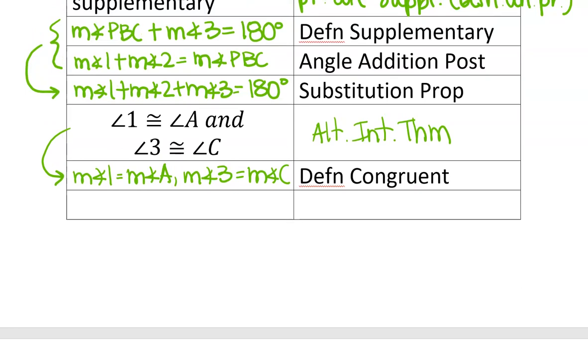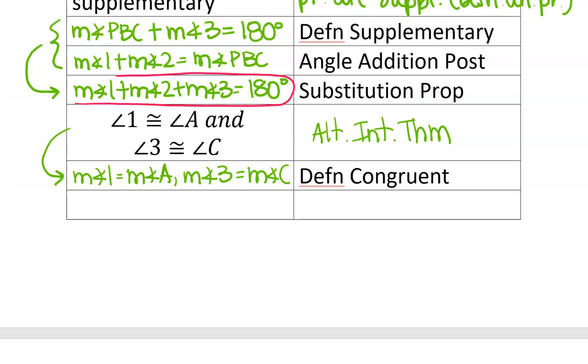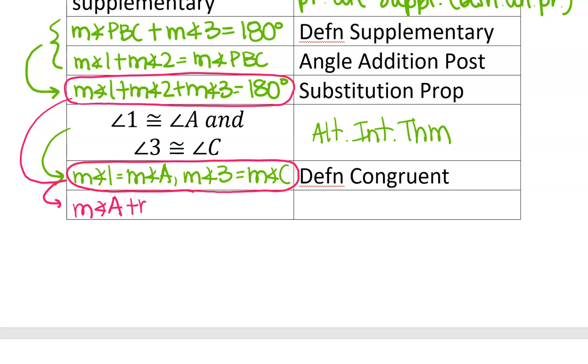So measure of angle 1, okay, I'm going to change colors once again here so you can see where I'm looking. So I am using this statement right here and these two statements right here to get to this last one. Measure of angle 1 is the same as measure of angle A, so I'm going to plug that one in. Measure of angle 2 stays the way it is. And the measure of angle 3 is now measure of angle C. And that's what we were looking for, and that is substitution.